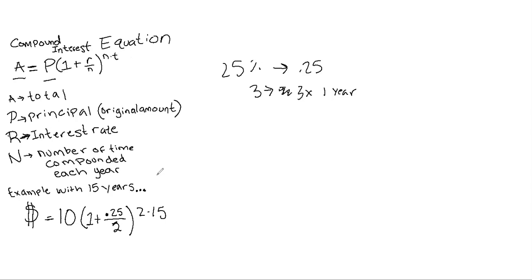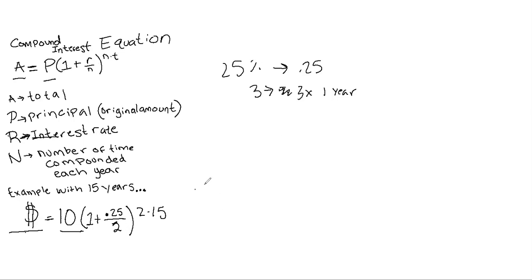So let's look at an example kind of put together with 15 years. So we want to know how much money is in our account if we start off by putting $10 in our account first. So we deposit $10 at the bank, and then we plug in our equation. So we have our 10, and then we have our 1 plus, and then our rate was 25% for this example. So I changed it into 0.25 because we need to change it into decimal form for our interest rate.